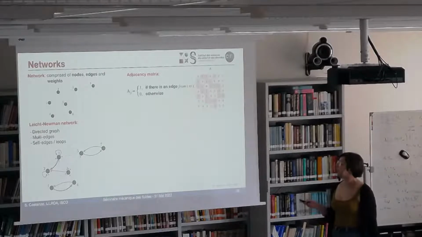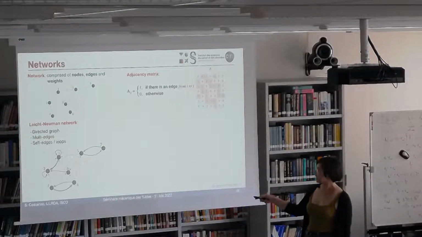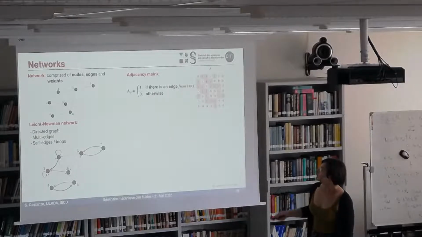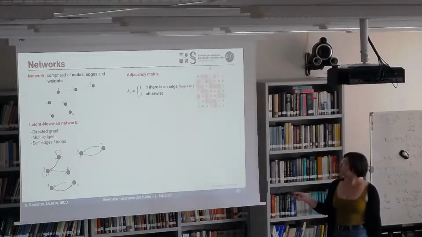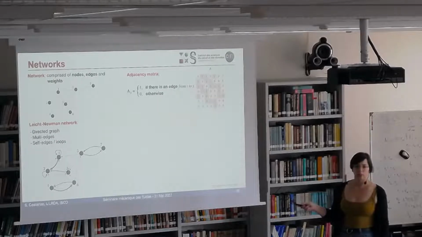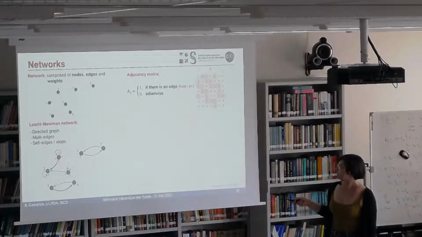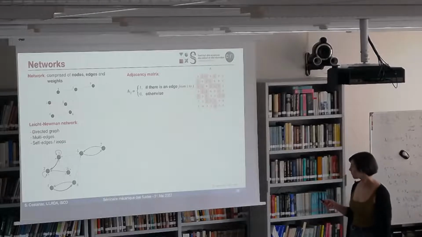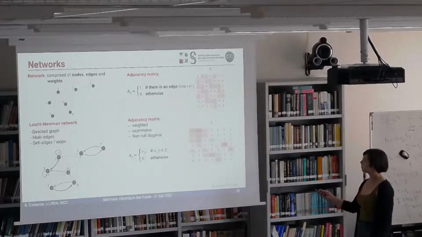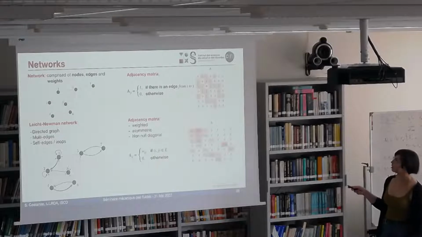The Leicht-Newman network is a directed graph, meaning that my edges now also have direction. We can have multi-edges, which here are represented by thicker lines, and we can represent them in the adjacency matrix with weights. And we allow self-edges or loops, as here in node 1 and node 2. The matrix now looks different, so we have weights instead of 1. The matrix is asymmetric due to the fact that we have direction, and also the diagonal is not null because we have self-loops, and the self-loops are on the diagonal. So here we have symmetry, and here not.